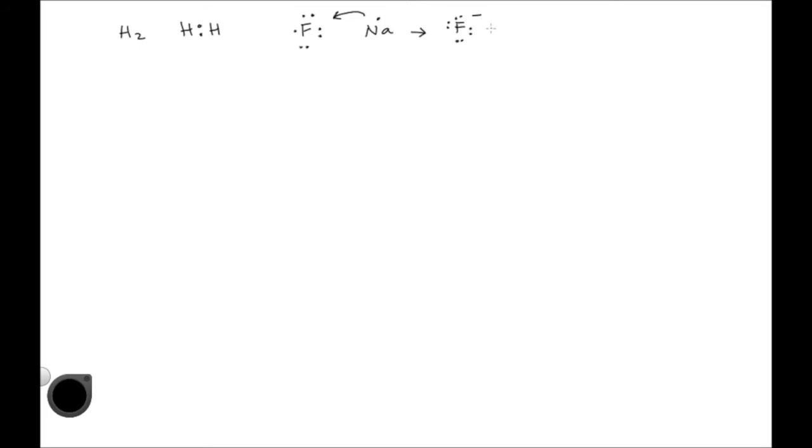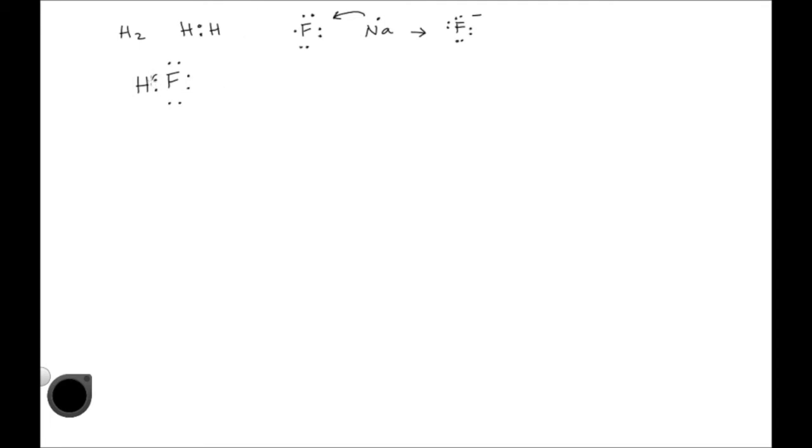However, in a hydrogen fluoride molecule, such as this over here, the situation is different. Fluorine has a high electron affinity and therefore has a high electronegativity. It will draw the two electrons in the covalent bond.